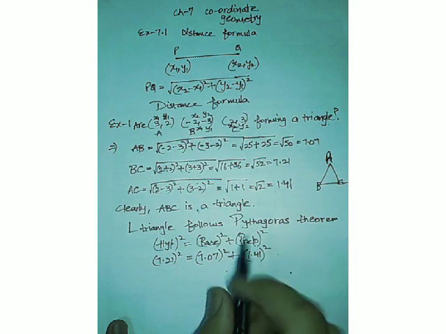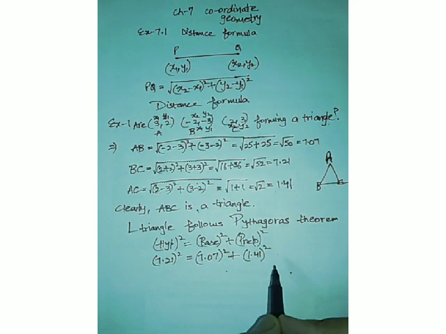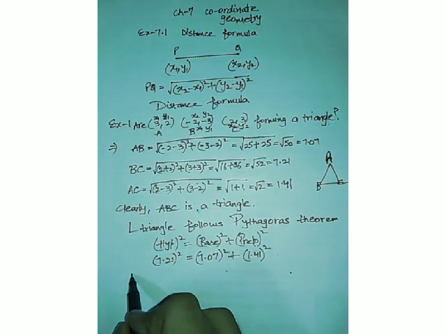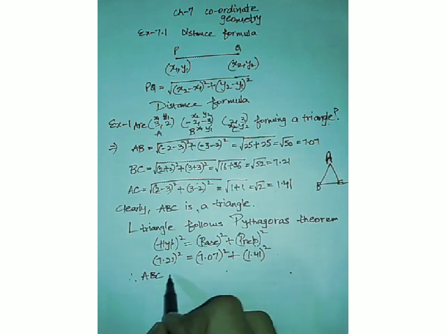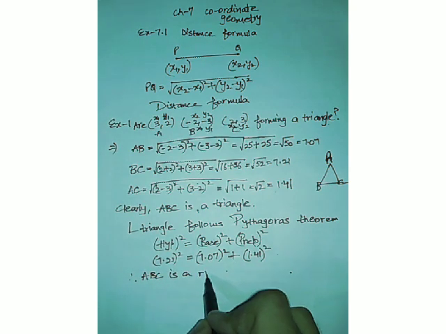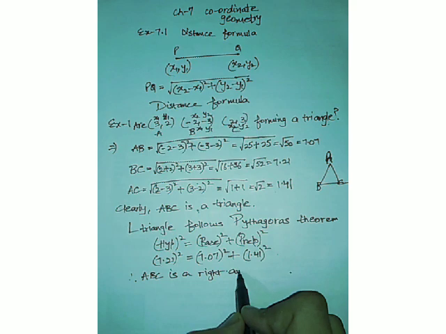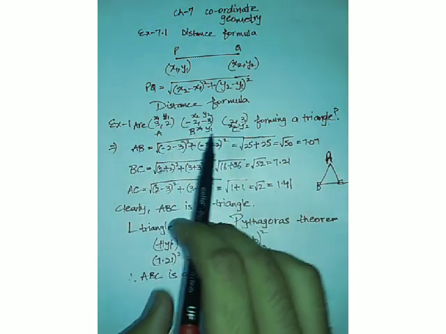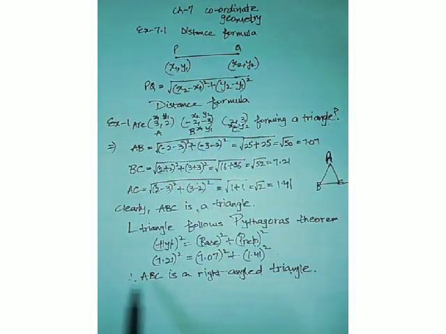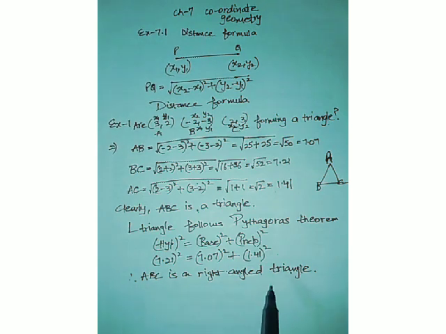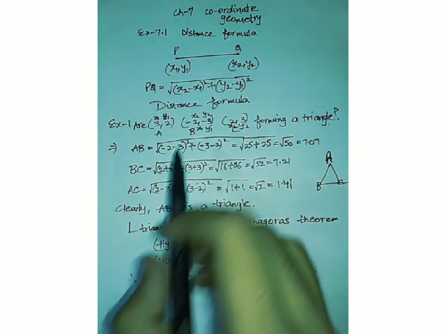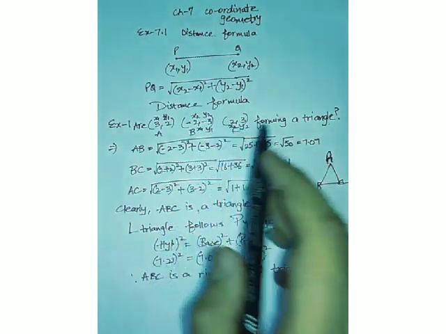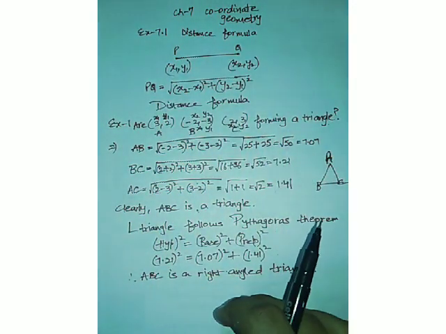So you can solve this yourself. It's a very easy equation, and when you solve it, you will know that ABC is a right angled triangle. Alright, so we have proven that ABC forms a triangle, and also we have determined the type of triangle as well, which is only possible by using the distance formula. So let's apply this formula on some other examples as well.